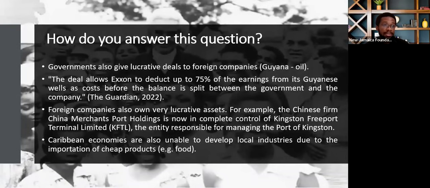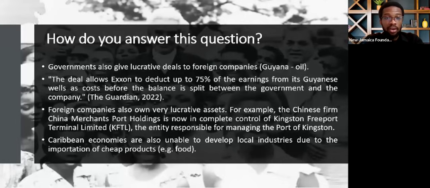in Caribbean development. If you're arguing that it is still relevant, the case of Guyana might prove insightful, where you see governments give lucrative deals to foreign companies. In the case of Guyana, it was to attract companies like Exxon to come and invest in Guyana to develop its oil industry, while a lot of that profit might go back. For instance, the deal allows Exxon to deduct up to 75% of the earnings from its Guyanese wells as costs before the balance is split between the government and the company.